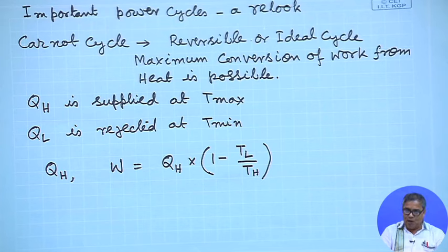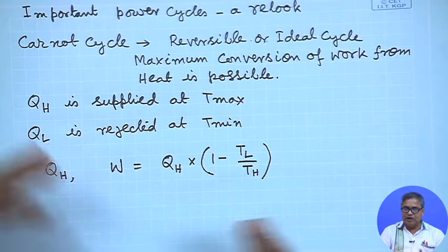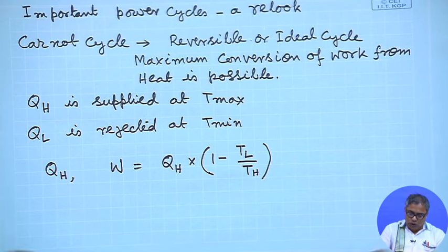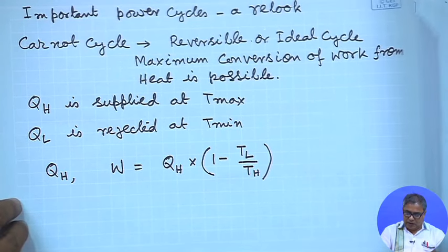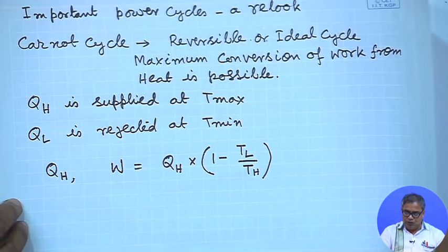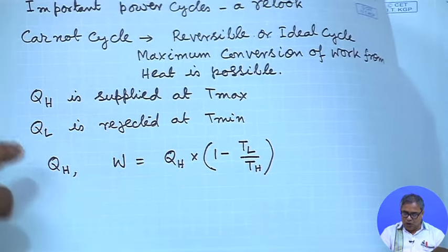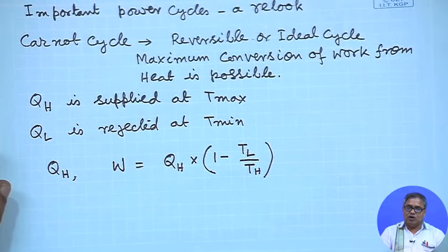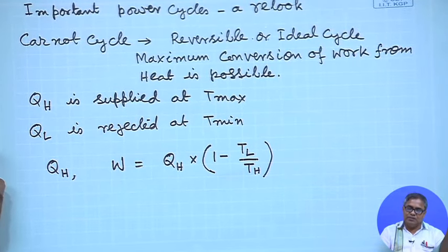So, this will have one value if we use, let us say, a low grade coal. If we use some sort of a nuclear reactor, TH will have a different value. If we use a high grade fuel, let us say oil, we may have another value which is different from the first two. So, it is always our lookout that we will try to increase TH and lower TL, which of course is limited by the temperature of the environment.